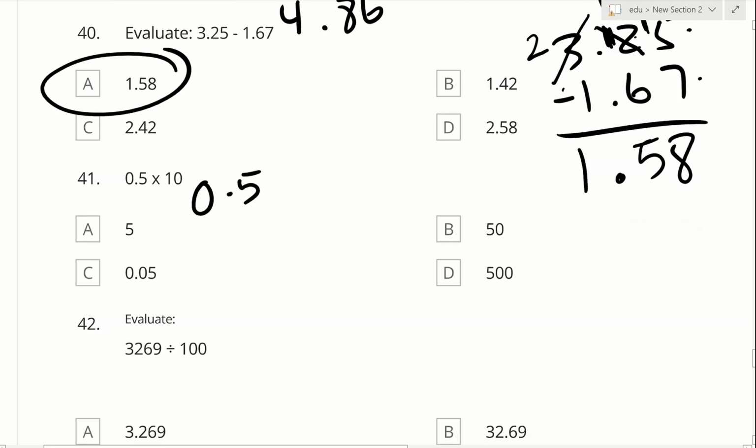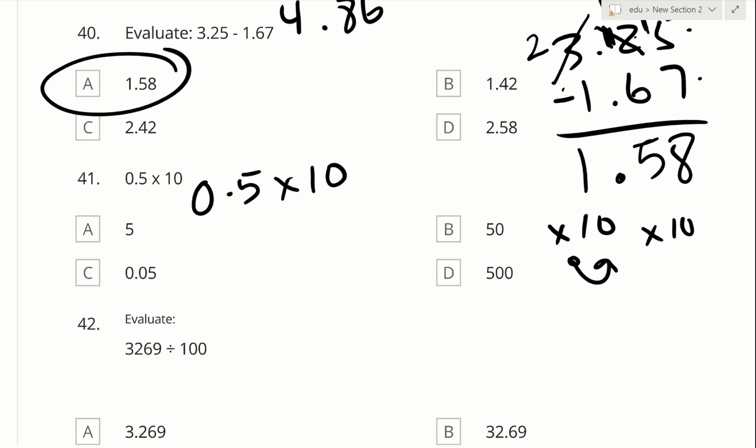0.5 times 10. If I times 10, I move my decimal to the right 1 time. Times 100, 2 times to the right, and on and on. So I'm going to move it 1 time. My answer is going to be 5.